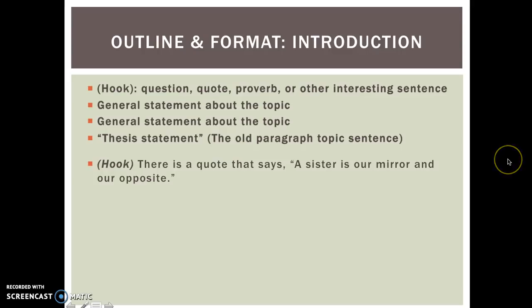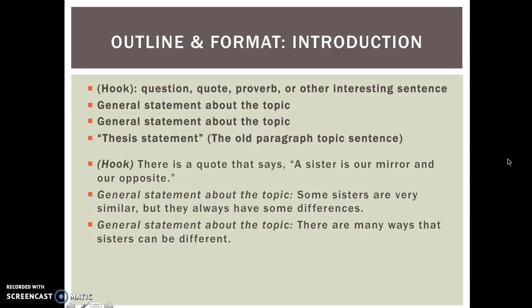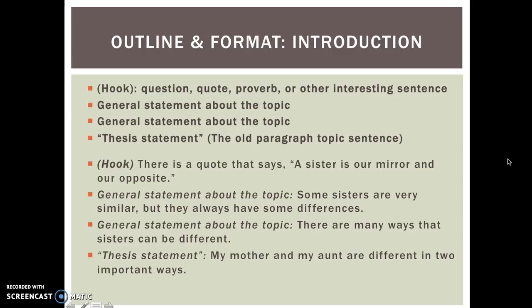There's a quote that says, "A sister is our mirror and our opposite." Then I wrote a general statement. Some sisters are very similar, but they always have some differences. Then I wrote another general statement. There are many ways sisters can be different. Then I wrote my thesis statement, which is like the old paragraph topic sentence. My mother and my aunt are different in 2 important ways.